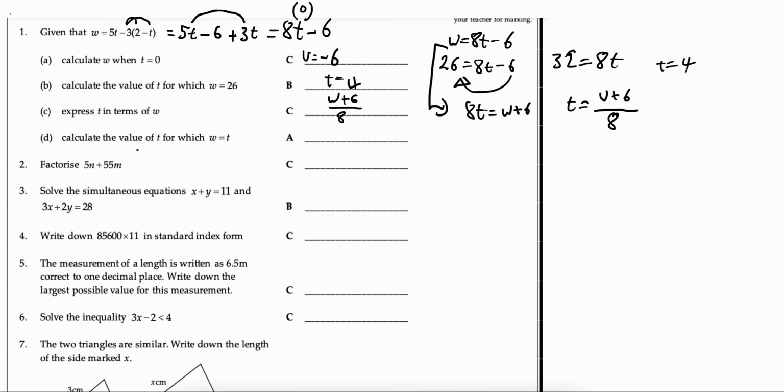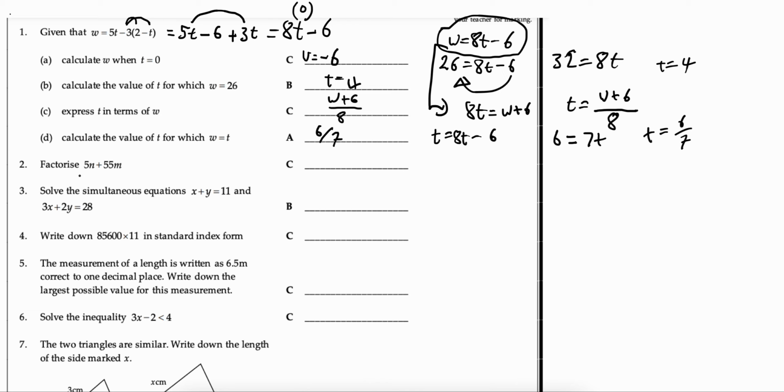And finally, find the value of t for which w equals t. So again, we'll start with this equation. And we're told w equals t. So therefore, t is 8t minus 6. Add 6 to both sides and minus t. And you will end up with 6 is 8t minus t, which is 7t. And divide by the coefficient of t, which is 7, to give you 6 over 7. And that's an A grade question.